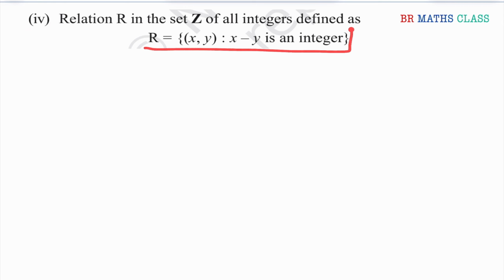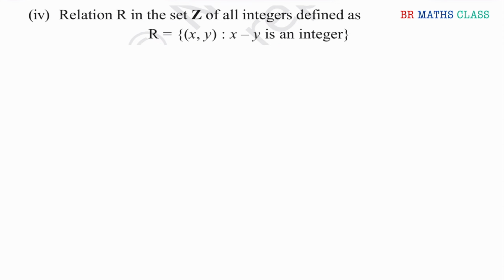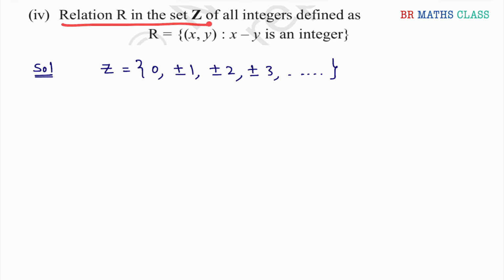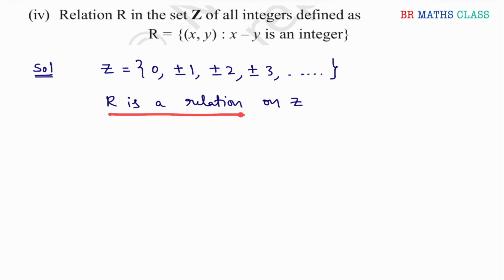Now you observe this fourth bit. We need to check whether this relation is reflexive, symmetric or transitive. Before going to that, we'll write what are the 3 points we need to observe from this question. First point, this relation is on which set? This relation is on set Z. So I'll write Z. What are integers? 0, plus 1, minus 1, plus 2, minus 2, plus 3, minus 3. These are the integers. Second point, R is a relation on what set? They gave in the question that R is a relation on Z.